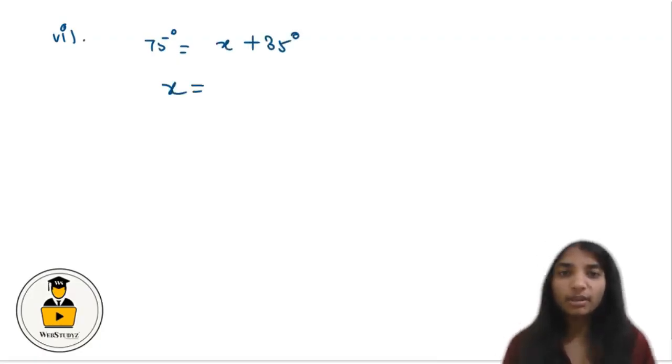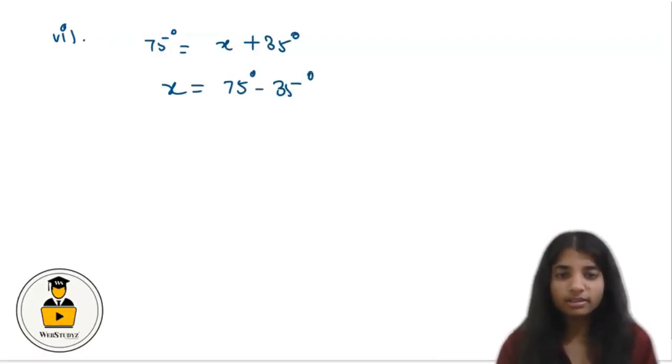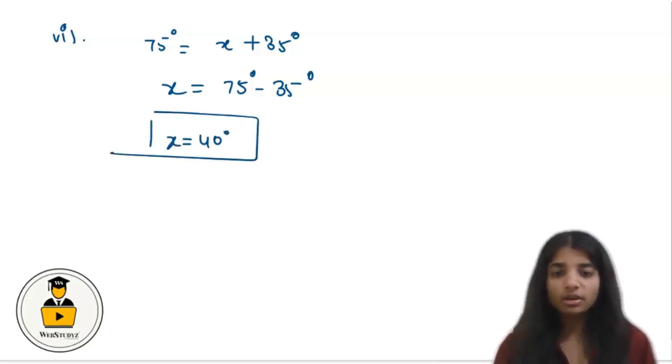Simplifying this, x becomes equal to 75 degrees minus 35 degrees. Solving this, we get the value of x, that is equal to 40 degrees. So 40 degrees is the answer to the given question. So students, in order to solve this problem, we use the basic concept of triangles and their properties. I hope you understood the concept well.